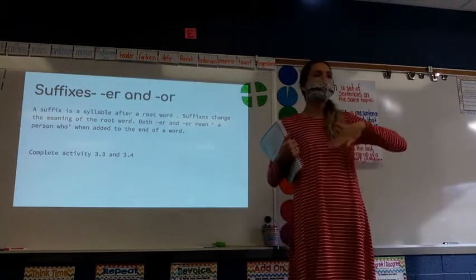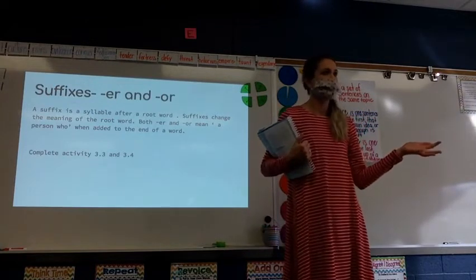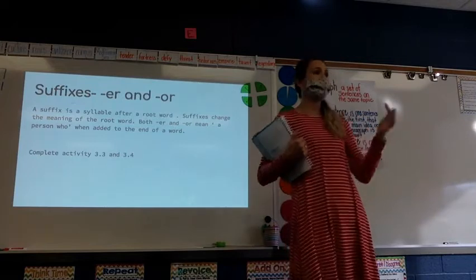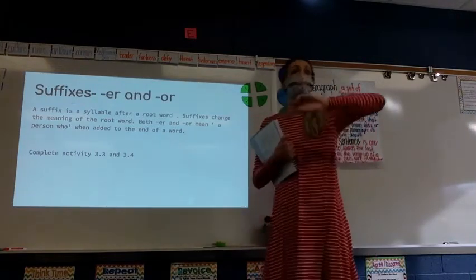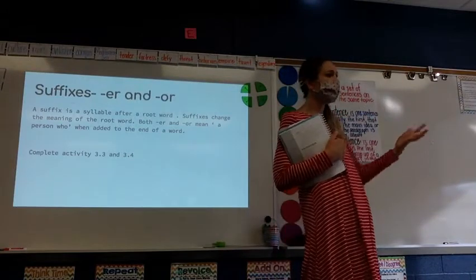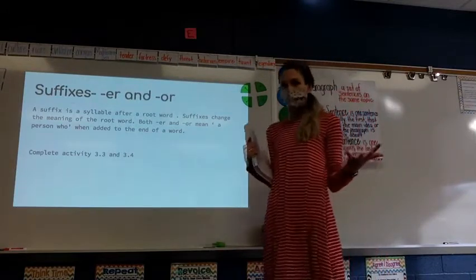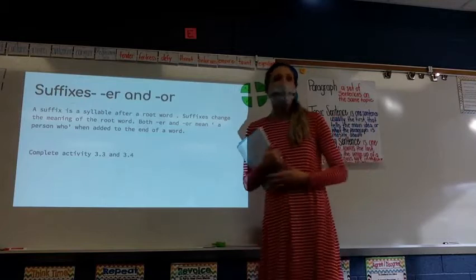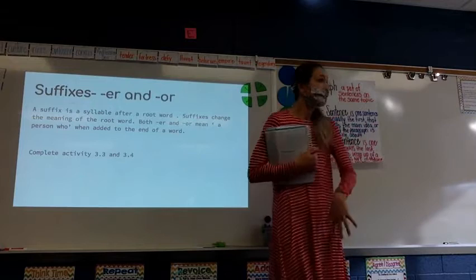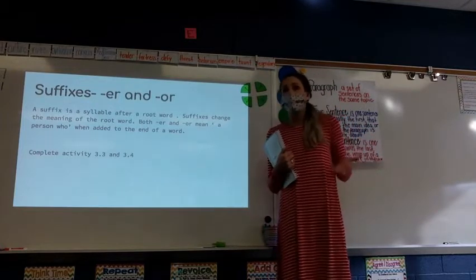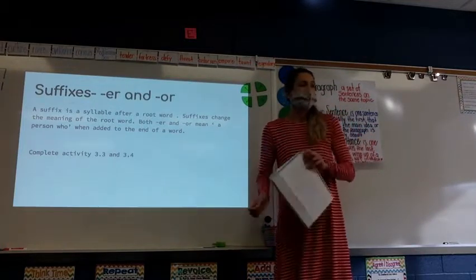Prefixes come before or after a word? Before. Prefixes come before the word. It's before, which is what pre means. It's going to be one syllable that goes to the beginning of a root word, but it completely changes the meaning of that root word. So we knew that pre meant before. So a prefix is something that comes before. If you pre-cook it, you cook it beforehand.